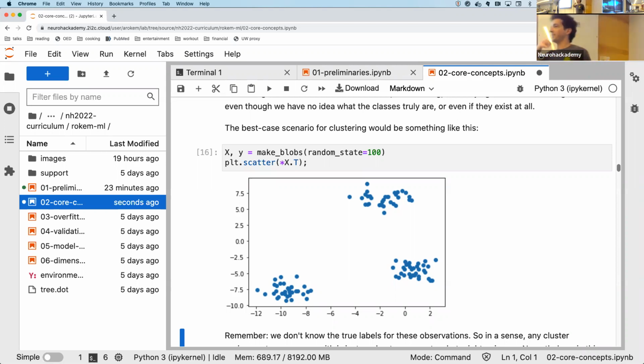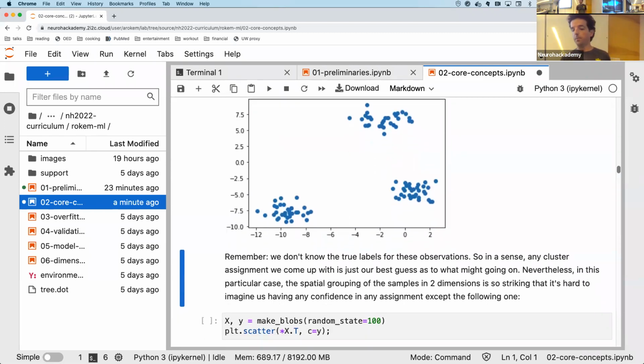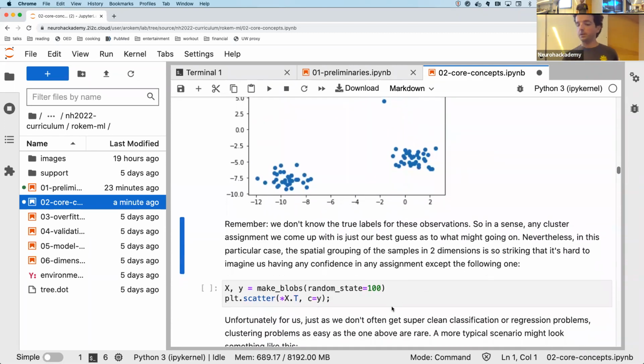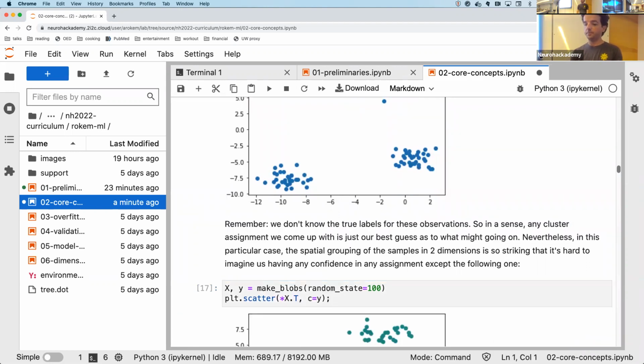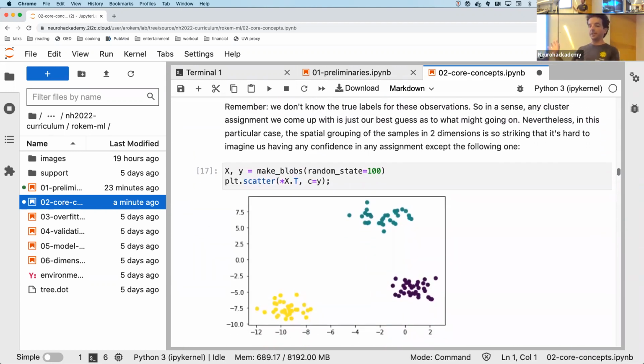And this is kind of the best case scenario. We'll look at this and it's very clear that there are groups in this data that we could assign different labels to. And we can do that in an automatic fashion. Right, so something like this.